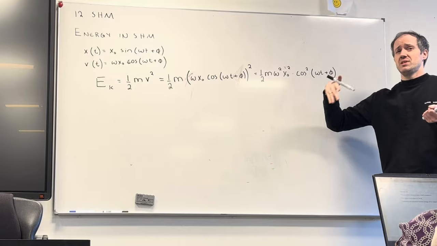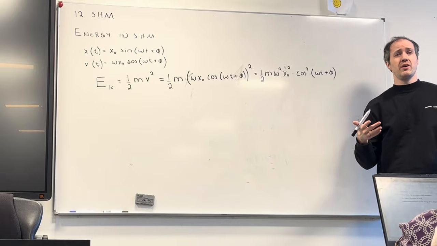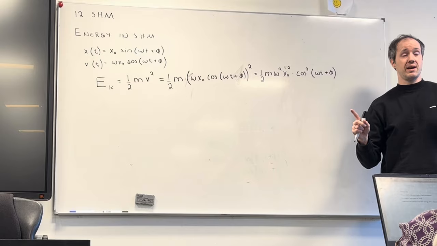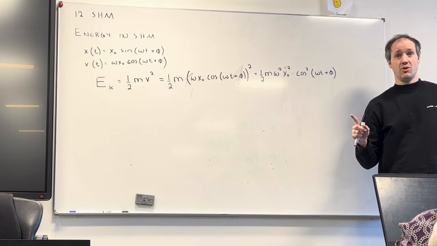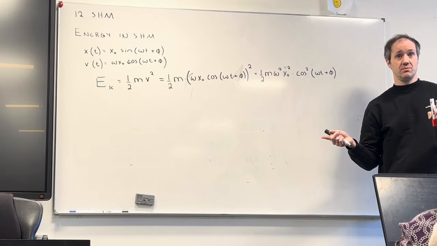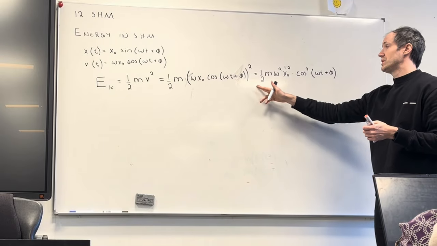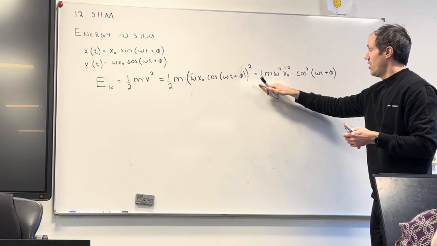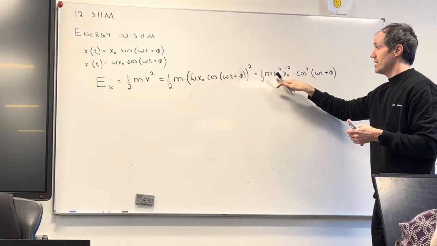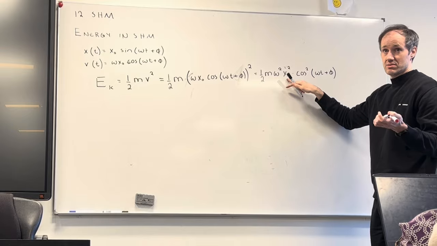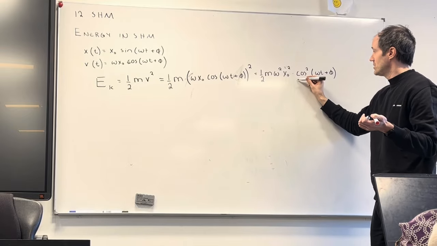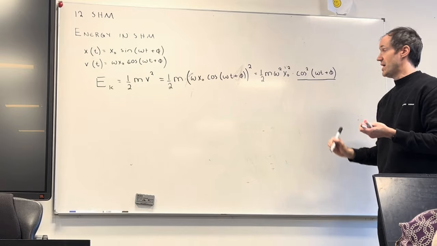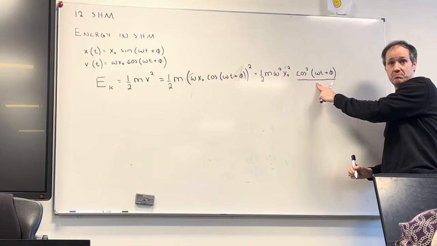Because remember from yesterday that there are two options for finding the total energy: either find the maximum potential energy or the maximum kinetic energy. So here we have a formula for the kinetic energy, where mass is constant, omega is constant, and the maximum displacement is the same throughout. The only term that changes with time is this cosine term, and the maximum value of this term is 1.